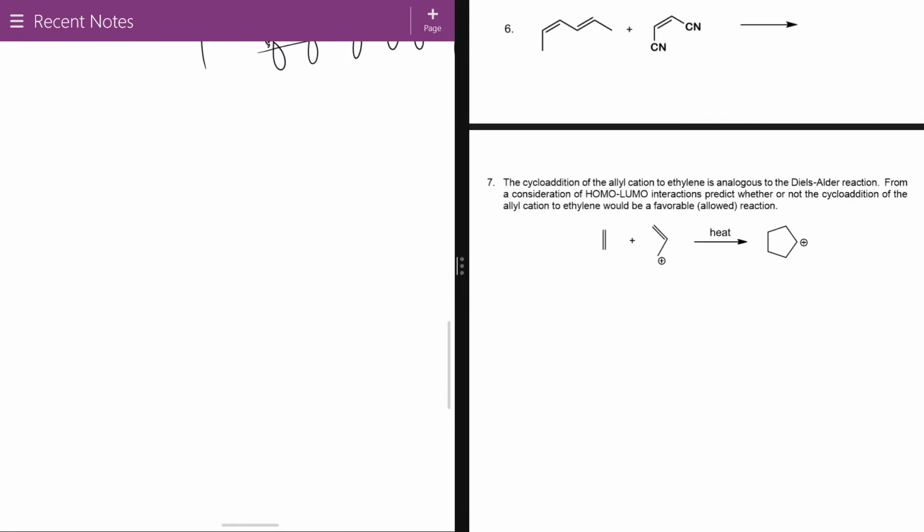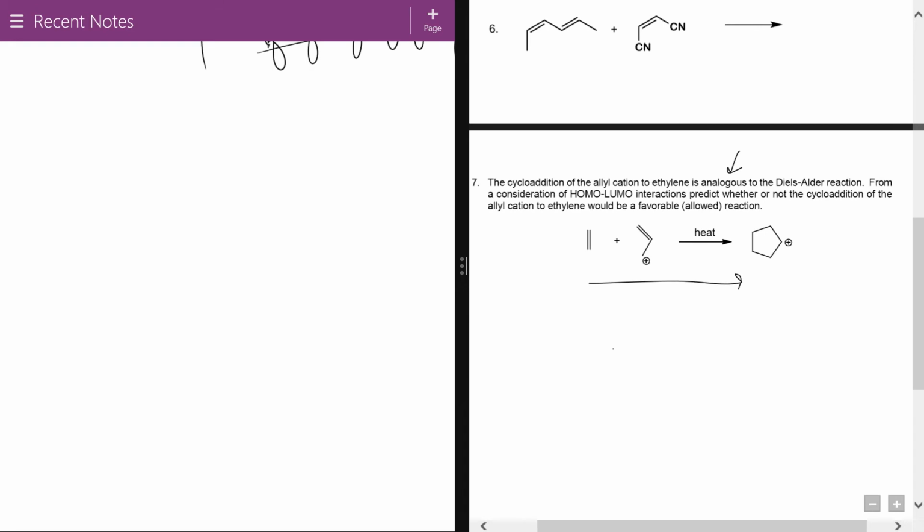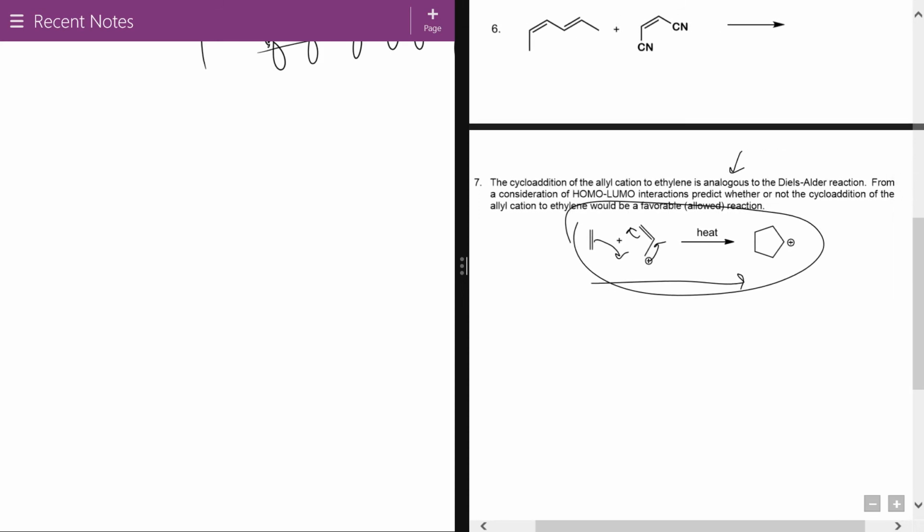So, it's talking about an analog to Diels Alder, where we're seeing if this reaction going forward would make sense. Now, if you look at it, it could make sense because you just make these bonds move around and move the cation. But we want to see if we have a better reason to whether or not this would work. So, first I'll describe to you how Diels Alder works, and then we can see if this works the same way.